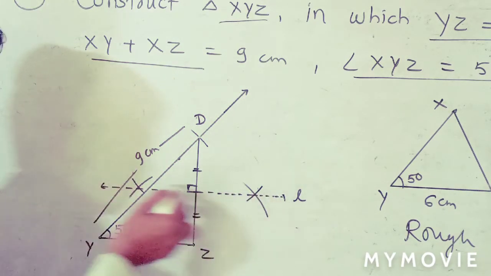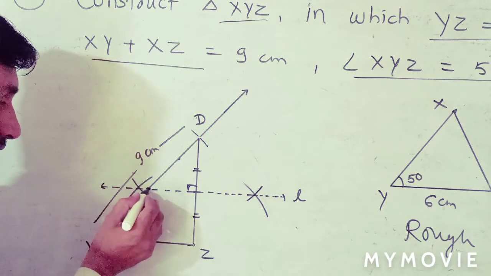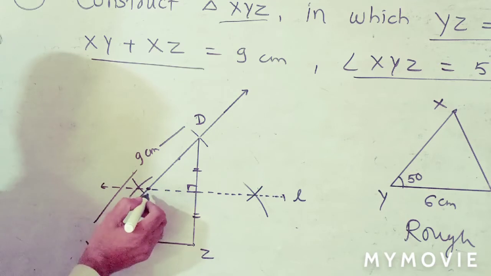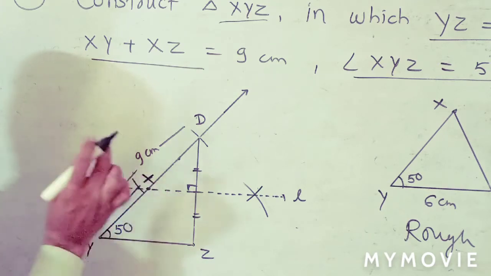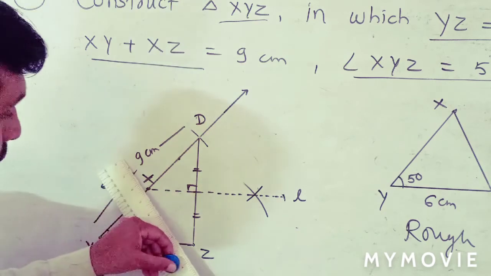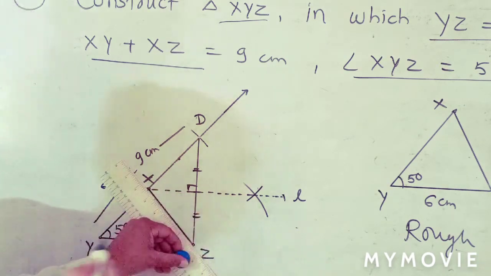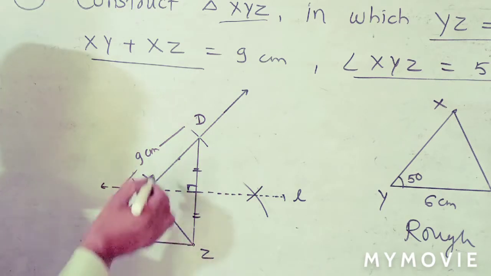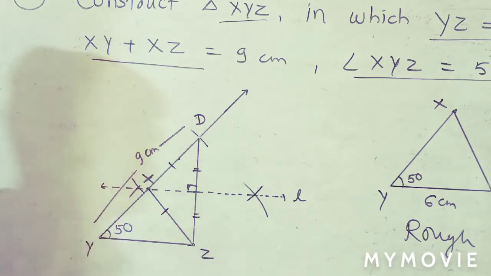Where the line L, the perpendicular bisector, and YD intersect, give that point the name, the third vertex X. This is X, and last, join XZ. XZ is joined, and here XD is equal to XZ.